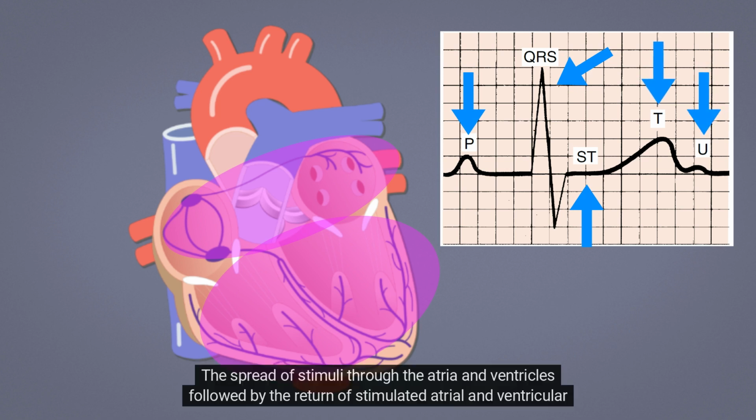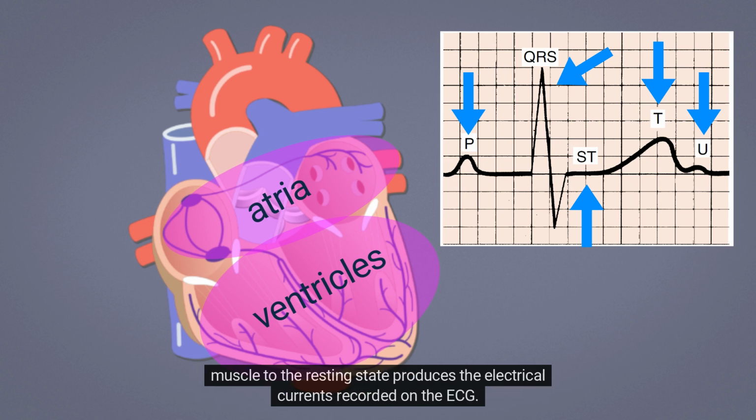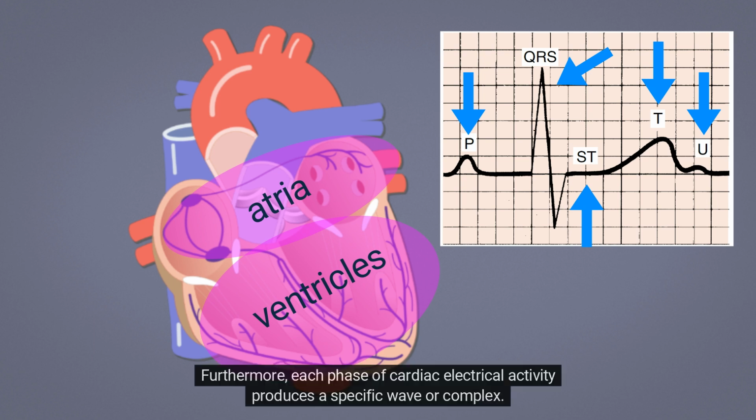The spread of stimuli through the atria and ventricles, followed by the return of stimulated atrial and ventricular muscle to the resting state, produces the electrical currents recorded on the ECG. Furthermore, each phase of cardiac electrical activity produces a specific wave or complex.